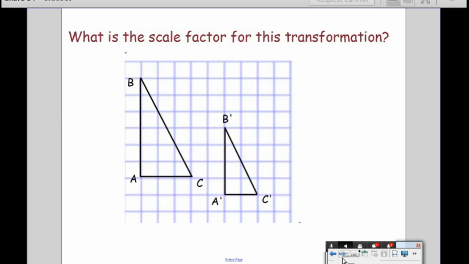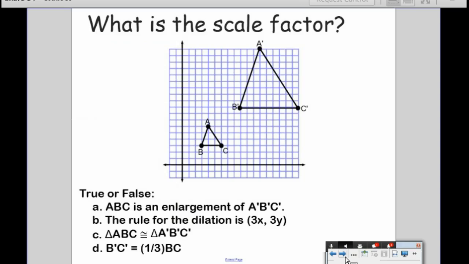Just a reminder, when you're on the coordinate plane, you can never count diagonally. So if I'm trying to get the scale factor, I'm only going to count horizontally, count this and this, or vertically, count this and this. Never count diagonally, just a reminder.